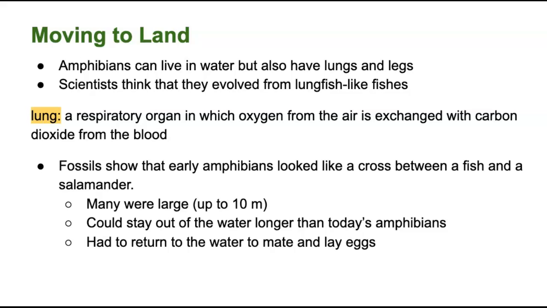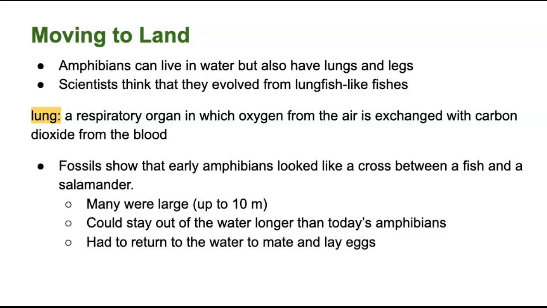So amphibians are able to live in the water, but they also have some really important organs that allow them to be successful on land as well. Namely, they have lungs and they have legs. Scientists see some commonalities between the lungfish-like fish that we talked about on Wednesday and the amphibians that we're going to talk about today. And remember that we said that when scientists see common ground between two species, they start to assume that those two species are more closely related than others.